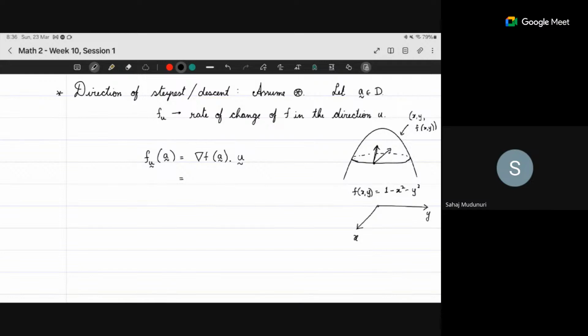Can we rephrase it in terms of the angle? Cos theta is equal to the dot product divided by the product of the norms, something like that, sir. Yes, where theta is the angle between the direction vector and the gradient vector. But what is the norm of u? This guy is 1, I've taken a unit direction. So what I have is just the norm of the gradient of f at a, times cos theta.